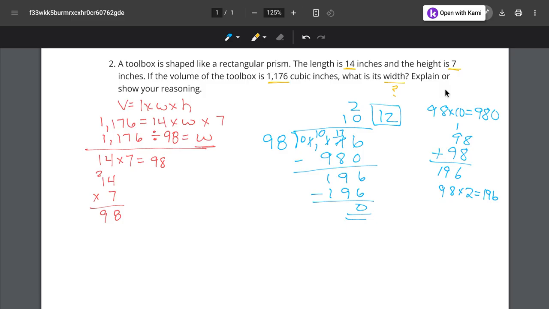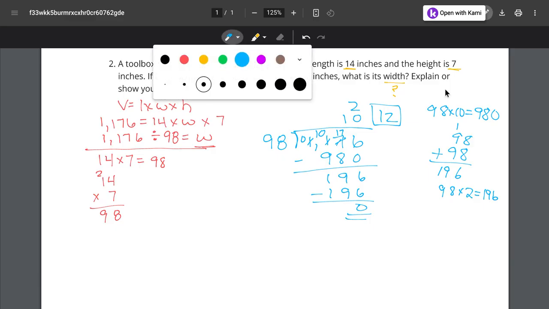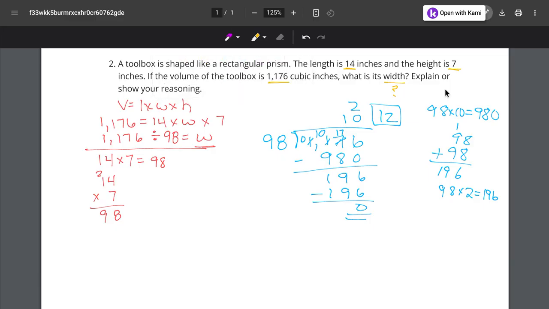Now, let's go ahead and relate this back to the context of the question, because really this question was thinking about volume in a certain way. So we need to write just a little statement that relates it back to the toolbox. What does the 12 mean in relation to the toolbox? That's what we're being asked.